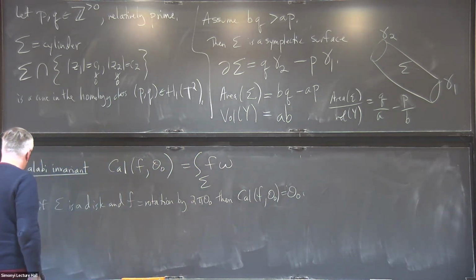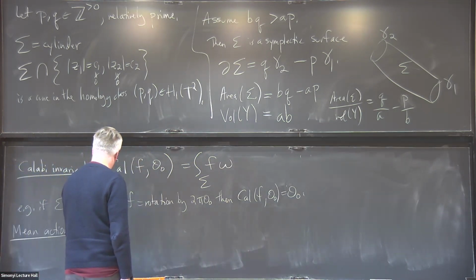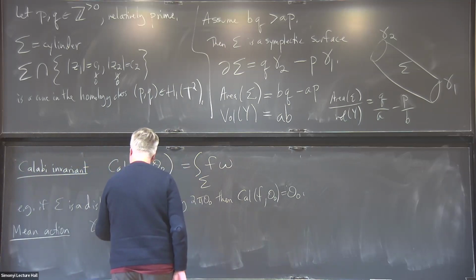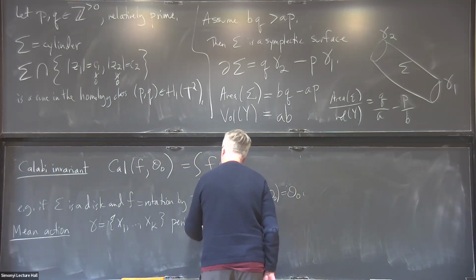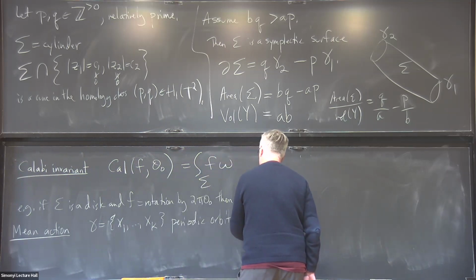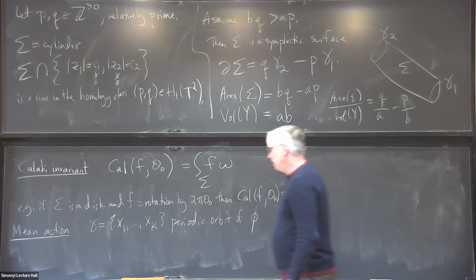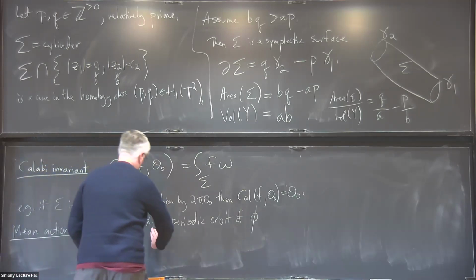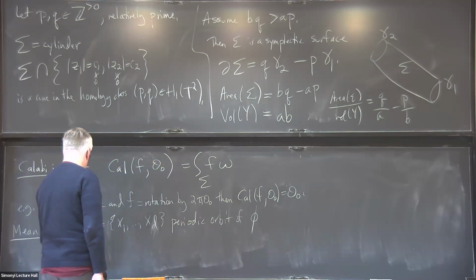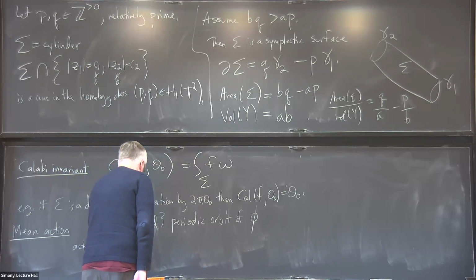And then there's the notion of mean action. So if gamma is a periodic orbit, I just have k points such that phi acts by a cyclic permutation of them. Then, so let's call this D. So the action of gamma is the sum from i equals 1 to k of f of x_i.